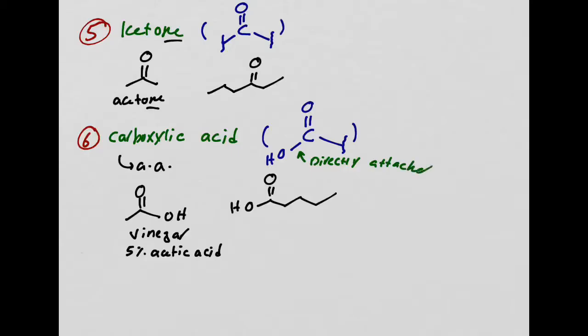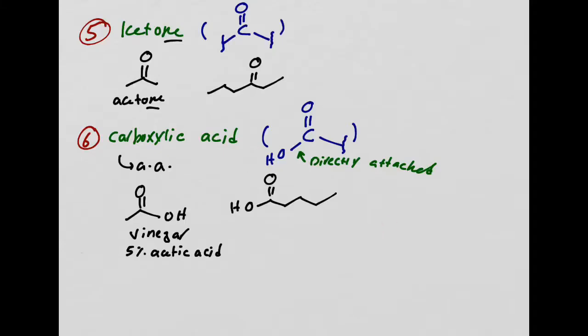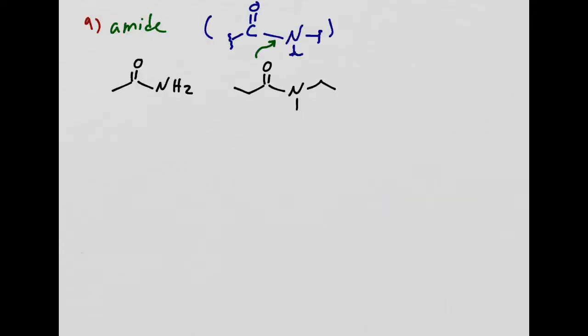Directly attached. Okay. Now, ester, carbonyl attached to the oxygen, but the oxygen doesn't have a hydrogen, like carboxylic acid. This was OH. This one, it has to be directly attached to another carbon. Amine, nitrogen bonded to 1, 2, or 3 carbon. Amide, carbonyl, and the nitrogen is directly attached to the carbonyl. So far, so good? Okay, beautiful. Now, last one. Good job for hanging in there. Last one is benzene ring.